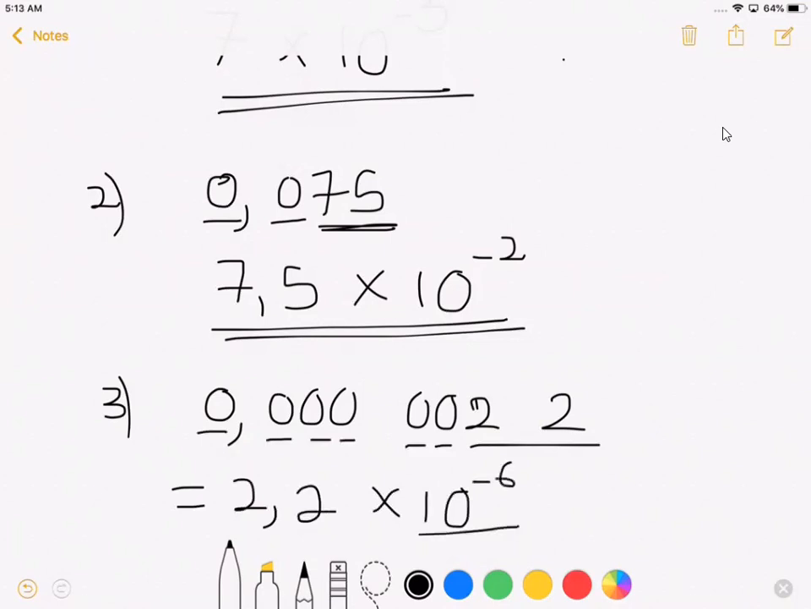You count the zeros that are in front before the first number. Then you are done. And you know that if the zeros are in front before the first number, the power must always be minus something. Minus the number of zeros that you have.